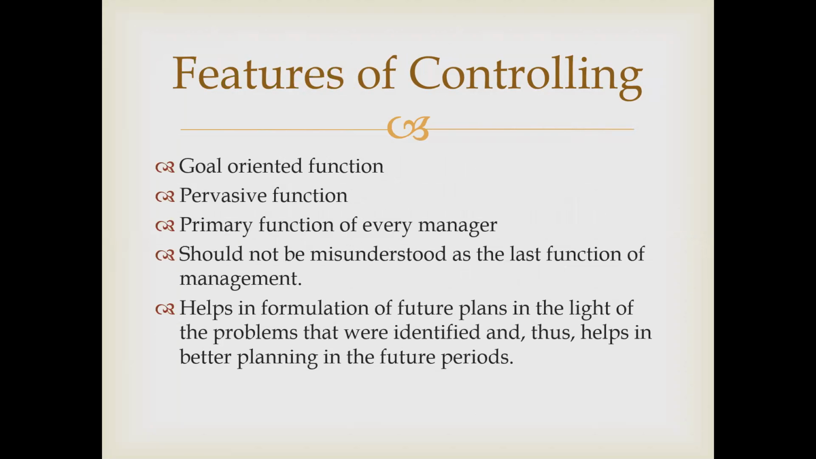Based upon the definitions, you can highlight the following features of controlling. It is a goal-oriented function. Control can only be done if you have got some goals, some standards, some benchmarks to compare the actual performance. It's a pervasive function. It is performed by every manager at all the levels. It's a primary function of every manager. It should not be misunderstood as the last function of management.